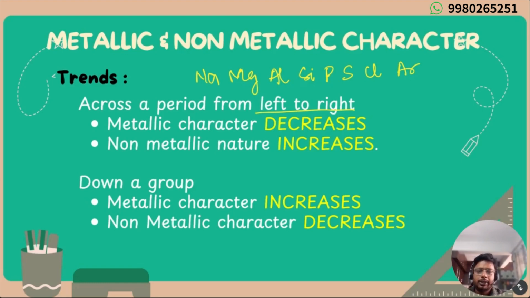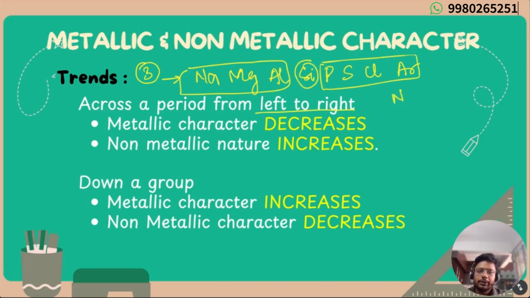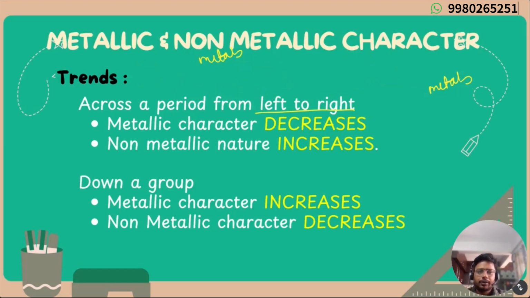This is period 3. So in period 3, this side you have all metals, then you have a metalloid, and here you have all non-metals. So that means in any period, when you go from left to right, the metallic characteristic decreases. Left side you have more metals and right side you have non-metals. And if the metallic characteristic decreases, certainly the non-metallic characteristic would increase.